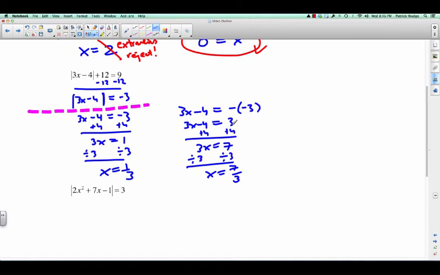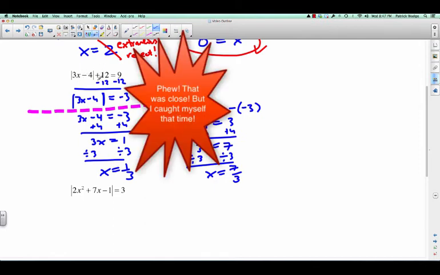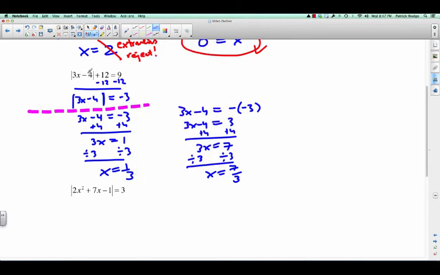Alright, and then you would have to check these. So, a little bit tougher to check. If I put the 1/3 in there, I get 3 times a third, which equals a whole, equals 1. So 1 take away 4 is negative 3. The absolute value of negative 3 is positive 3. And positive 3 plus 12 is 15. Whoops, that didn't work. So this one is rejected.